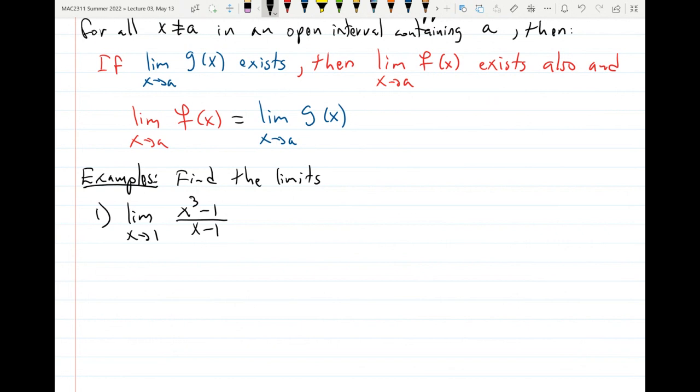So here, the first thing that you should always try to do when you get a limit like this is plug in and see what you get. Okay, because maybe you just get a number and then you're good to go and you don't have to do anything else. In this case, if we plug in, then you see that in the top we're going to get 0, and in the bottom we get 0. So we have 0 over 0. So this is what we call an indeterminate form.